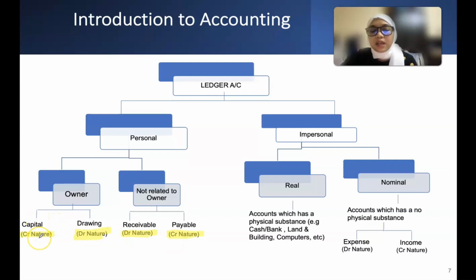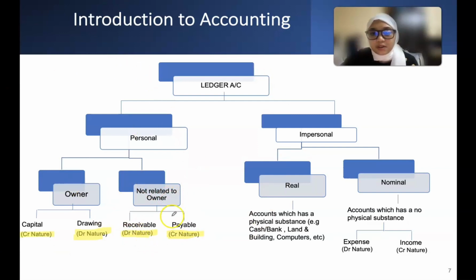Capital always has a credit nature. Drawing always has a debit nature. Receivable always has a debit nature. Payable always has a credit nature. Why is it debit nature, why is it credit nature, I will explain more in later chapters. You will have a better understanding. For now, you just need to memorize and understand all this.